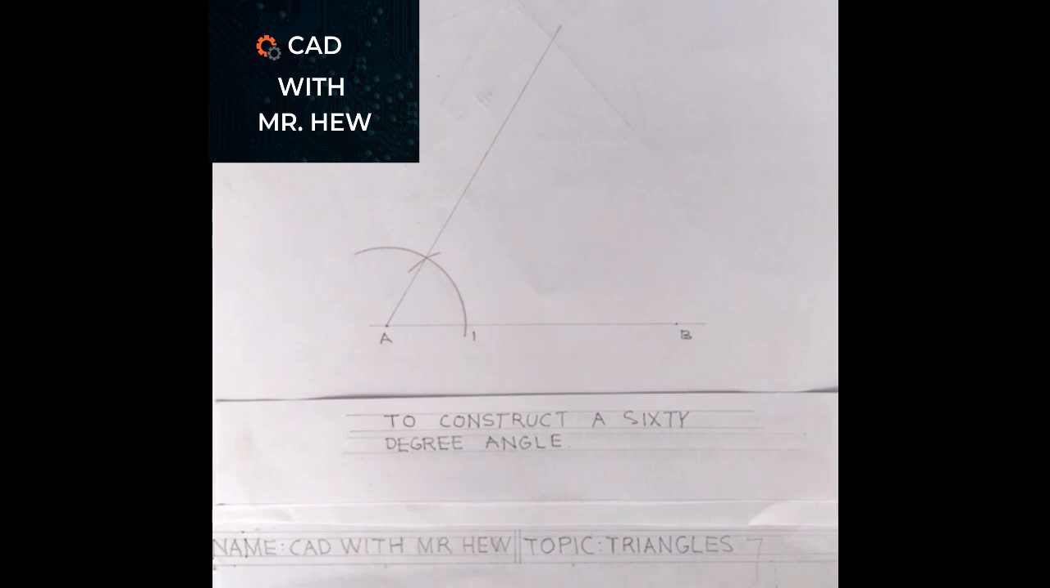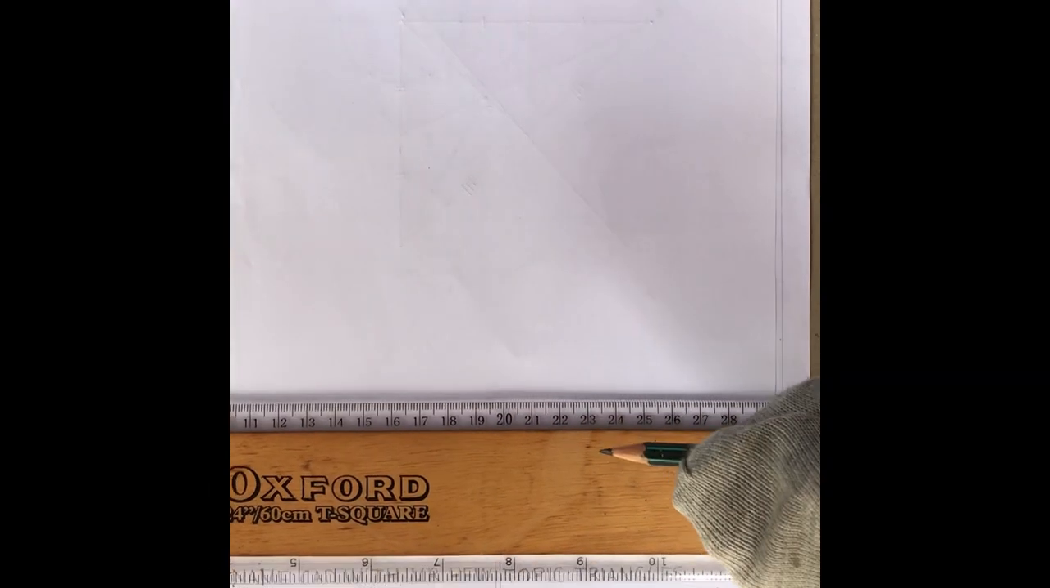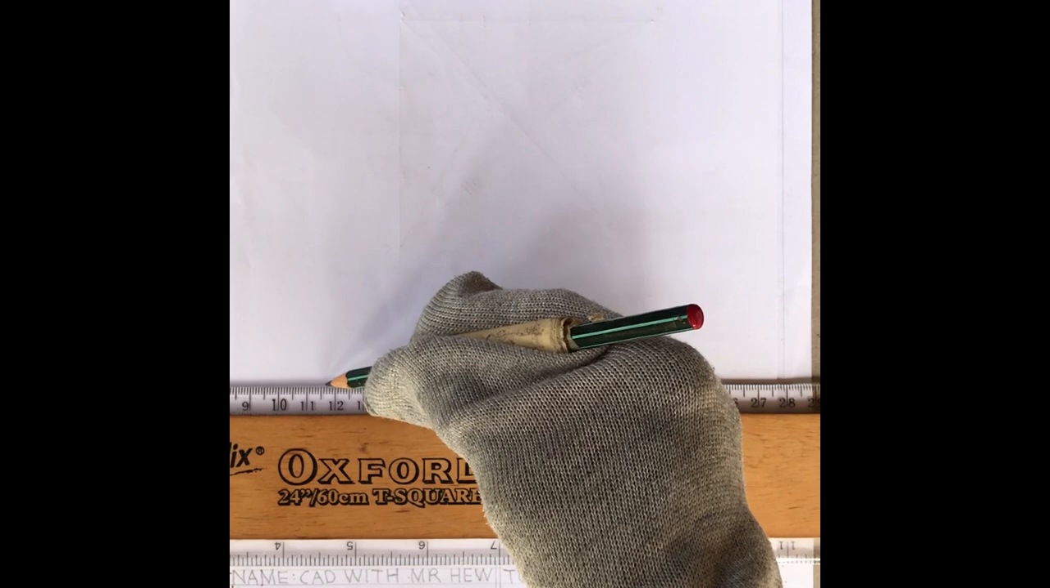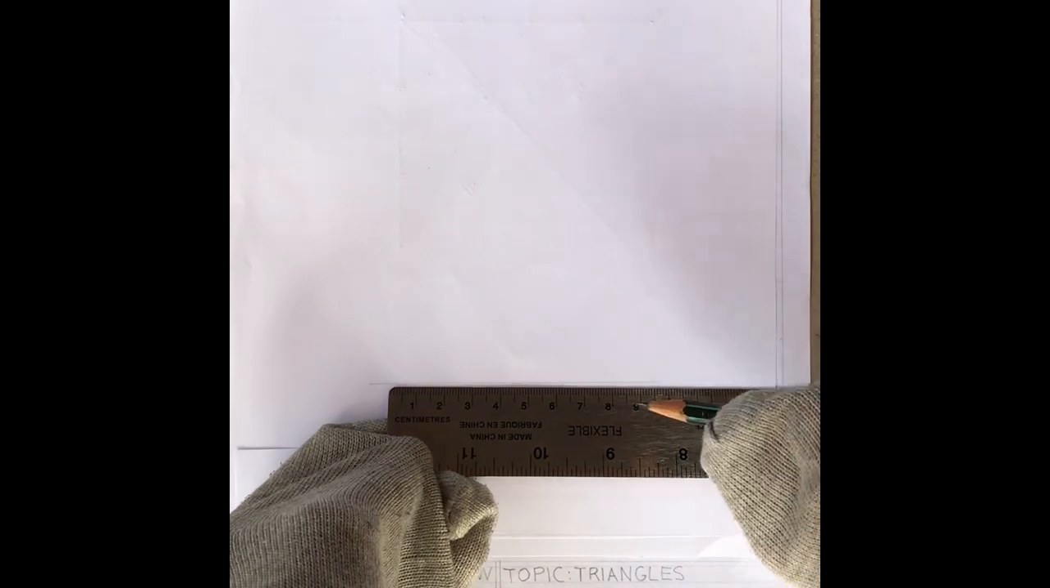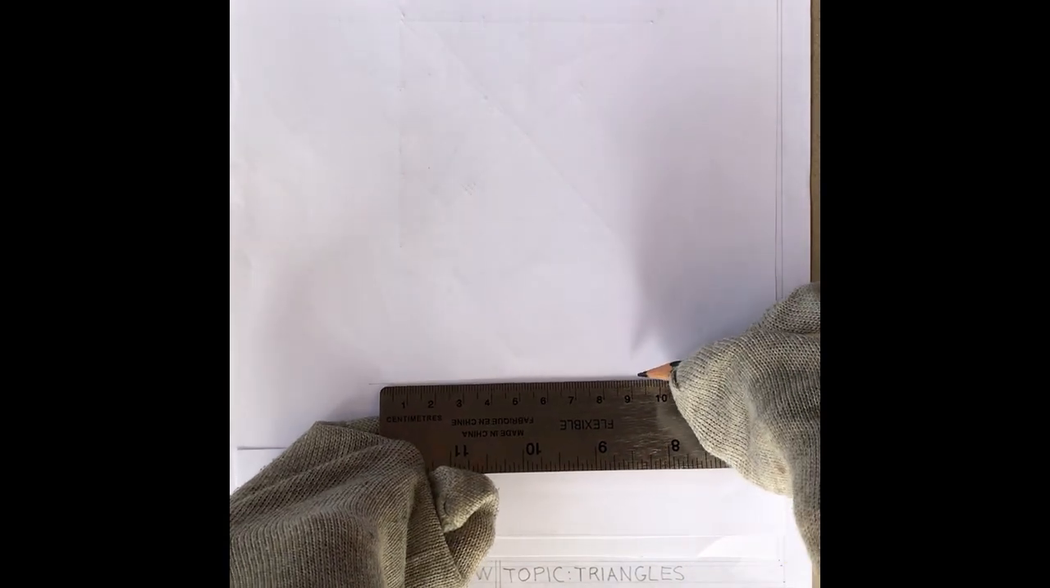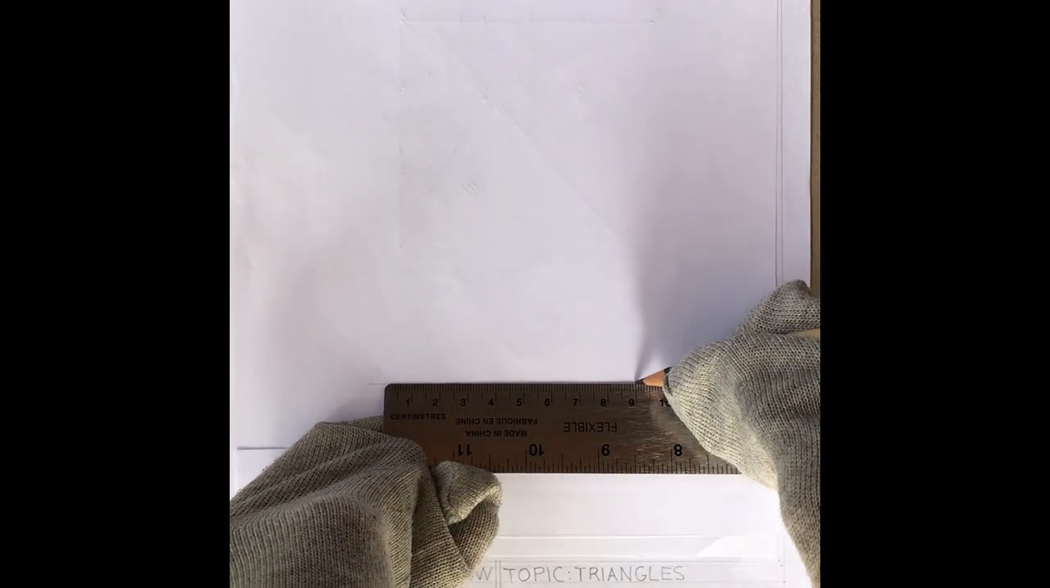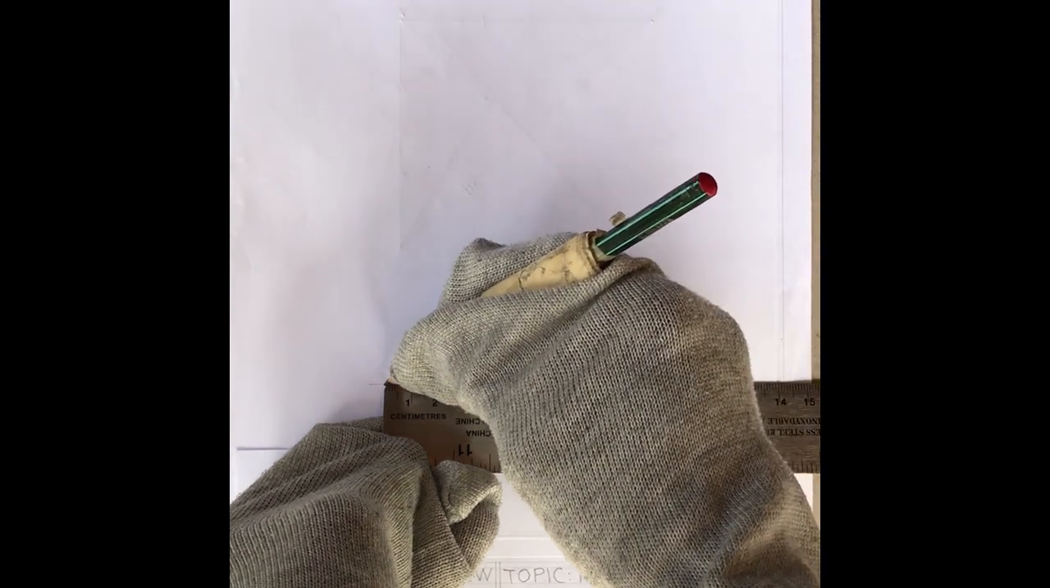In today's video, we'll be constructing the 60-degree angle using our compass, ruler, and pencil. So we're drawing a baseline first so that we can construct the angle. This line will be a construction line, a faint line, and we're going to measure 9 centimeters for the baseline, which is the horizontal line that we drew a while ago. So mark 0 and the 9 centimeters.